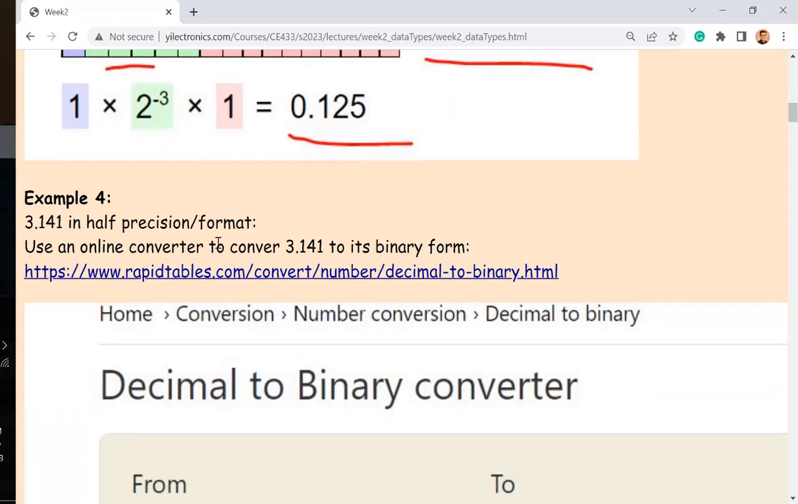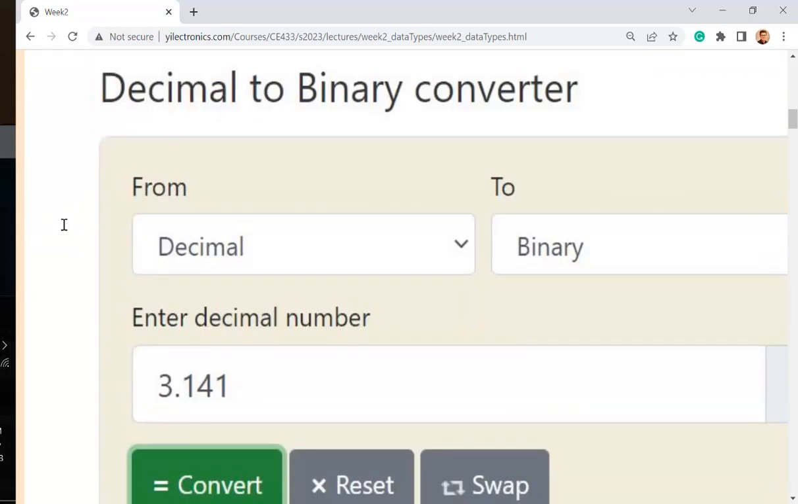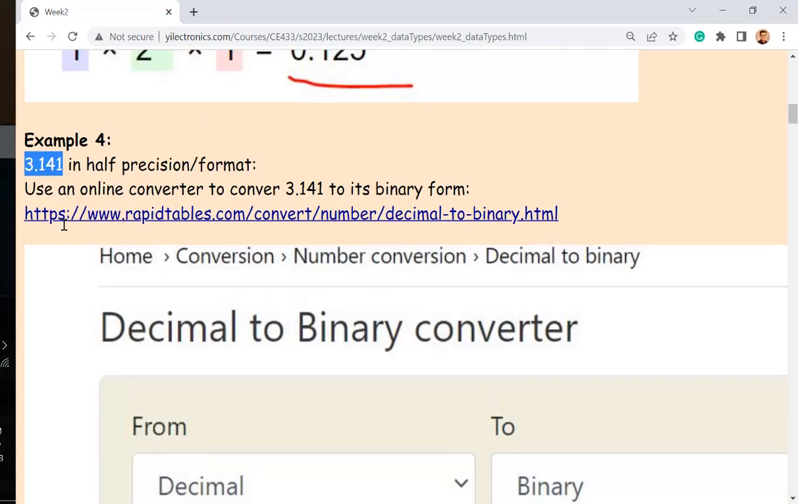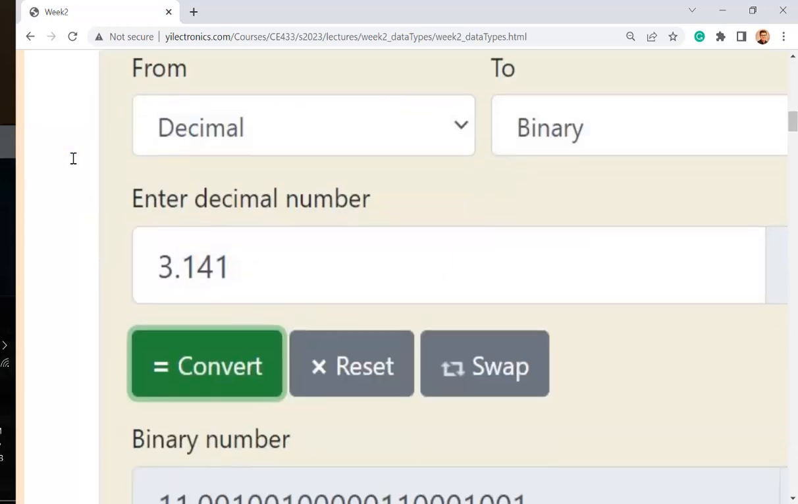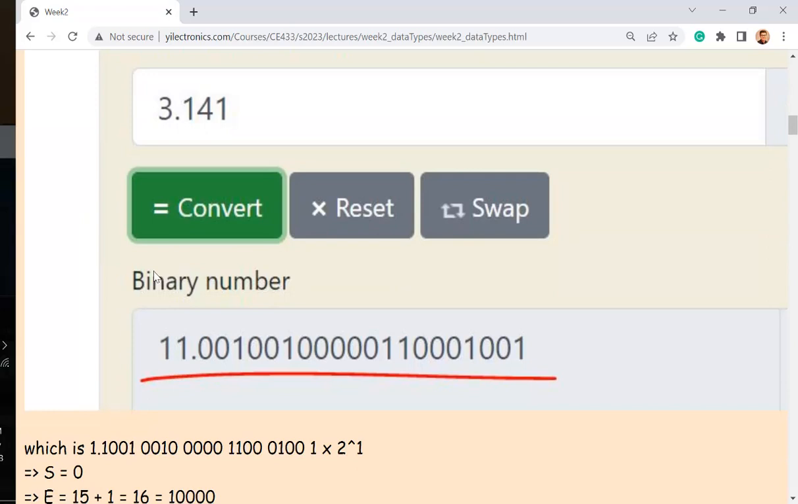Example 4. Find out the half precision format of the floating point representation of this number. So convert into binary first. You don't have to do it by hand. It's a lot of pain in there. So convert it into binary. Here's a binary number of it.